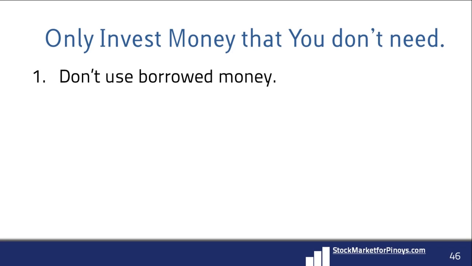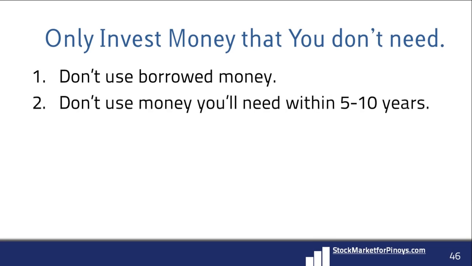Now, number two, don't use money you'll need within 5 to 10 years. Don't use money you'll use to pay for rent within 6 months because if the market goes down, you might lose where you live. Don't use money for next year's tuition fee because your kid might end up as an out-of-school youth. These investing time spans are too short. If you only have months and a couple of years, look into savings accounts and bonds, not in the stock market.